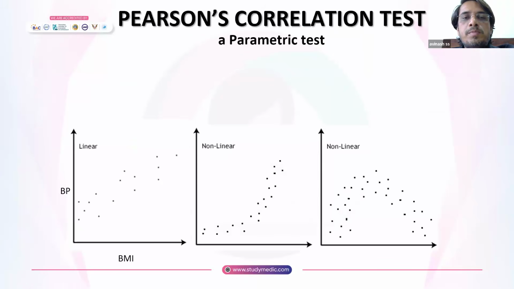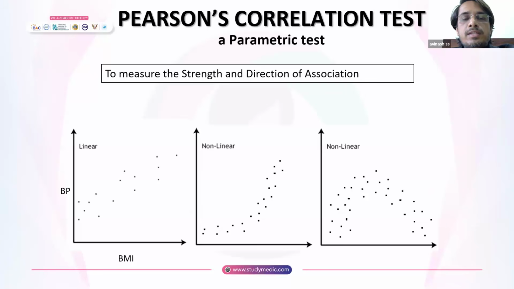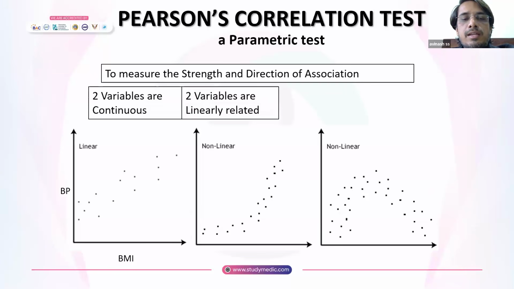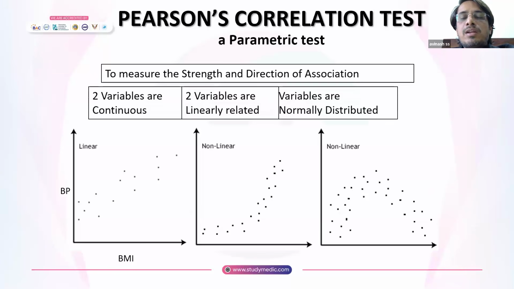So when do we use the Pearson correlation test? If you want to measure the strength and direction of the association, the two variables are continuous, the two variables are linearly related and the variables are normally distributed, then we use the Pearson correlation test. For example, BMI is continuous, BP is continuous. If you want to find out as BMI increases, whether BP increases, and both are continuous and normally distributed, then we use the Pearson test.